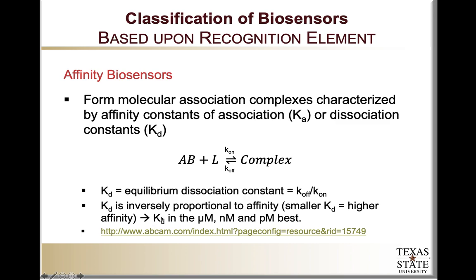So typically we're going to be looking for antibodies or aptamers or any biorecognition molecule that has a Kd in the range of micromolar to picomolar or maybe even femtomolar. The smaller that Kd is, the better it is. And I would recommend that you go to this website to read a little bit more about Kds. Specifically, Abcam is a company that sells antibodies, and so they have a good discussion about how the Kds are measured, what the Kd value indicates, etc.